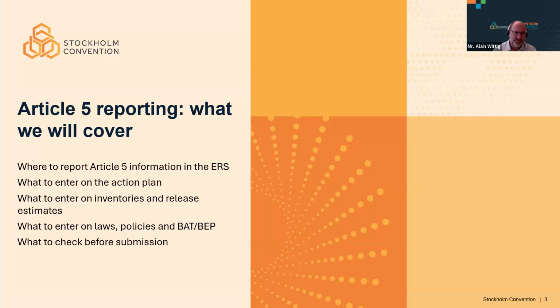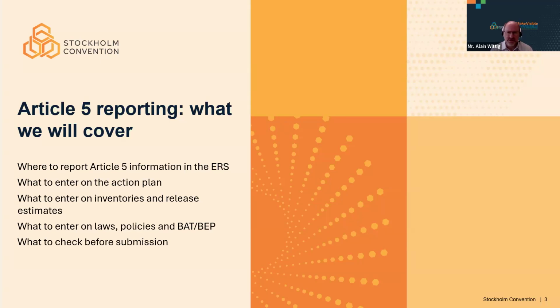Thank you. So what will we cover in this presentation? We'll first see where to locate in the electronic reporting system the section linked to Article 5. We will look at the Article 5 action plan, in the sense of what needs to be entered in the reporting format. We'll look at inventories and release estimates, focusing on what the reporting format actually asks for.